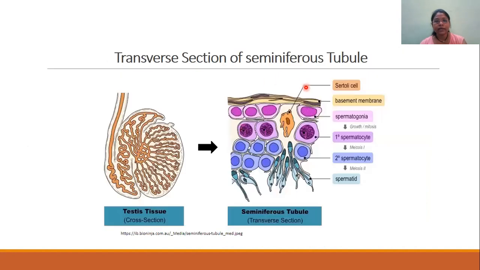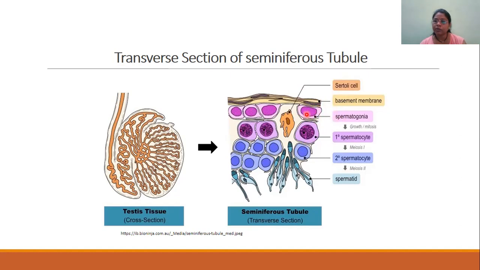So again, the same diagram is here. Here there is a transverse section of a seminiferous tubule. As I have told you, in the seminiferous tubule only spermatogenesis, that is the formation of sperm, takes place. And for the formation and development of the sperm, the nourishment of the sperm is mainly done with the help of a cell, and that cell is called the Sertoli cell. In this case, the details of spermatogenesis are shown. This is the Sertoli cell. Then this is the basement membrane.